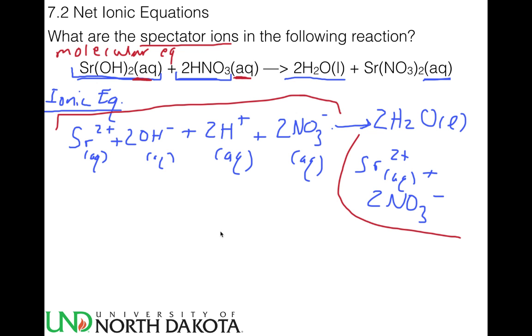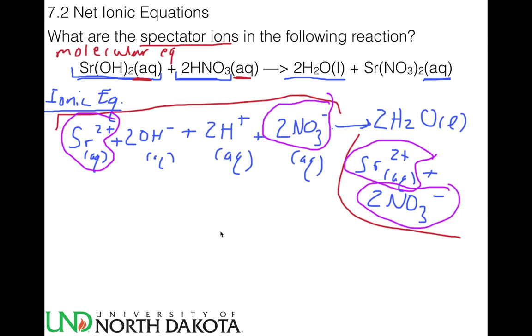Looking at what has not changed, we have strontium 2 plus as an aqueous ion on both the reactants and the product side, and we have 2 nitrate ions that have not changed as well. Therefore, these two things are the spectator ions, strontium 2 plus, and nitrate.